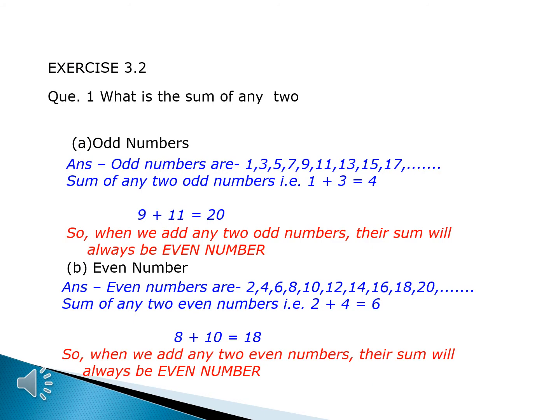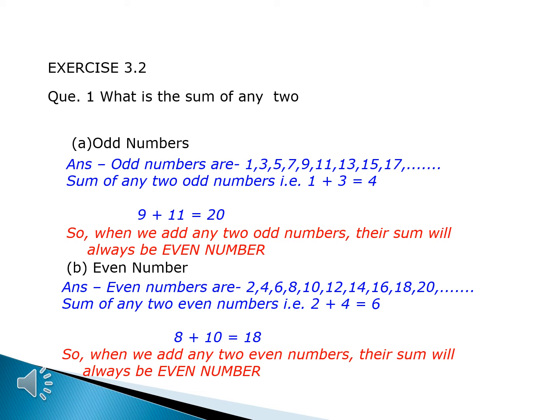Now let's solve the questions of exercise 3.2 after gaining the knowledge of prime numbers and composite numbers. So let's start with question number 1. What is the sum of any two odd numbers? You can take any two odd numbers and try to find out the sum, and you will see that it comes out to be an even number.